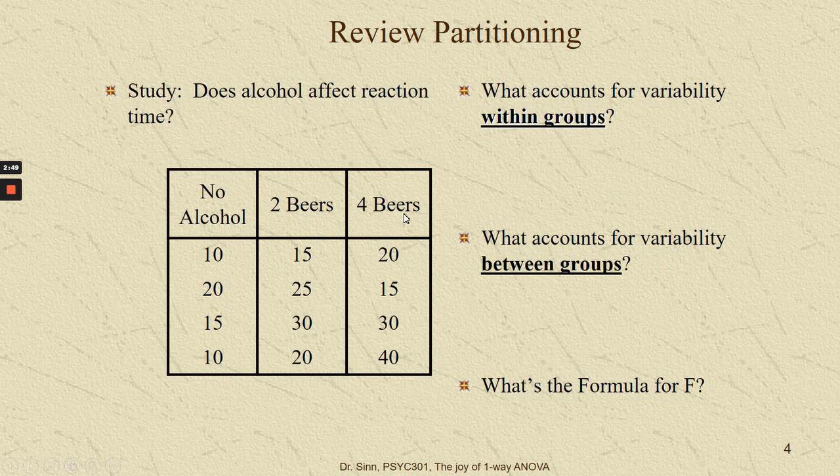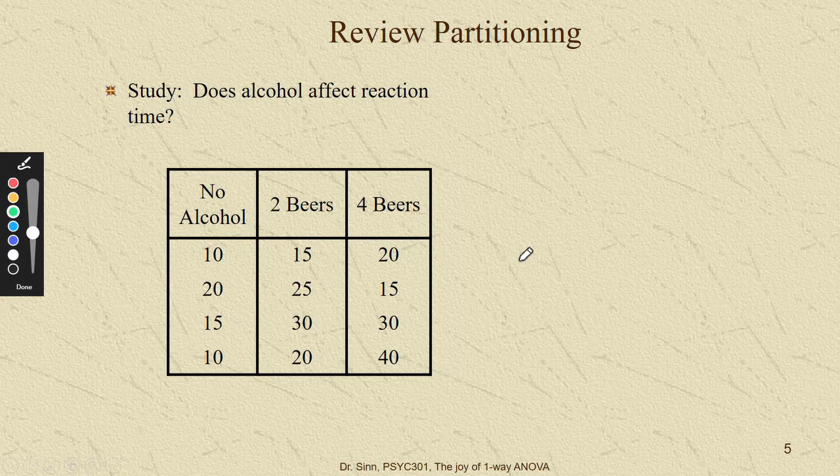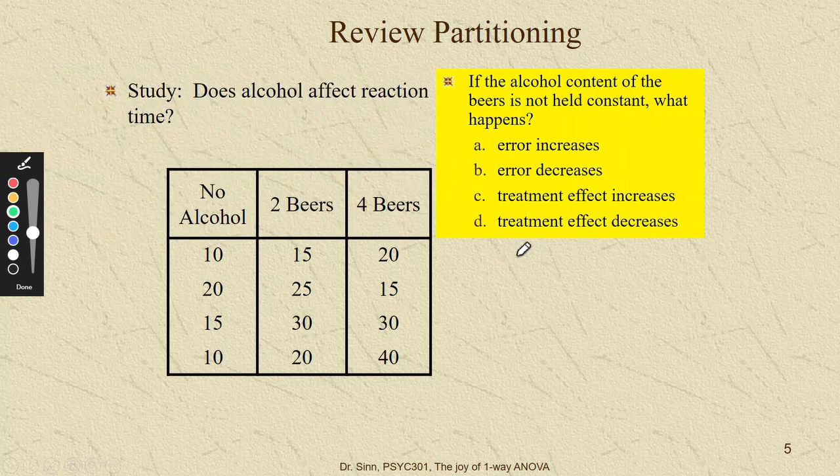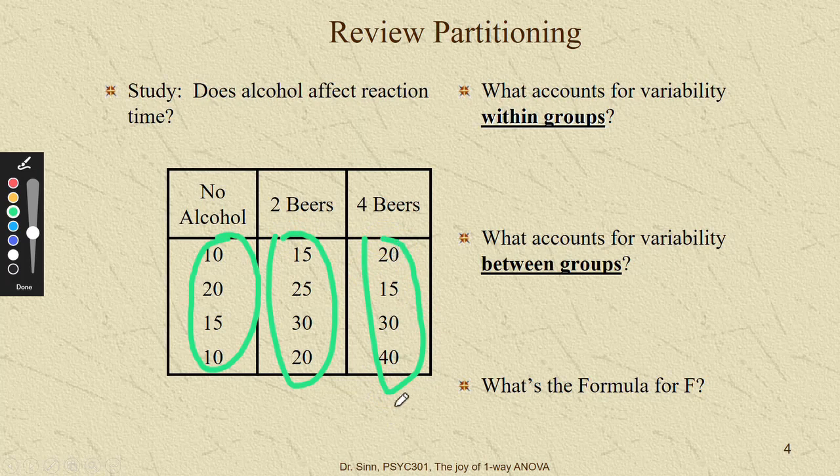Okay. Little review here on the logic of partitioning. So let's imagine we have a study, does alcohol affect reaction time? So we have no alcohol, 2 beers, and 4 beers. Okay, so what accounts for variability within groups? So in other words, why do these values differ from one another? Why do these differ, and why do these differ within these groups?